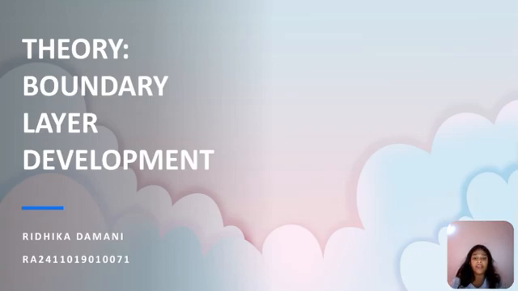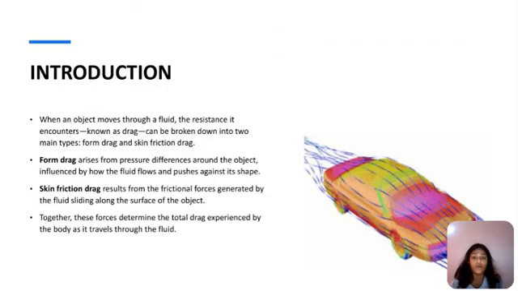So I'll be explaining to you about the boundary layer development, and it is a part of fluid theory. When an object moves through a fluid, resistance encounters it, as we all know. This resistance is known as drag. Now this drag is of two types, that is skin friction drag and form drag.